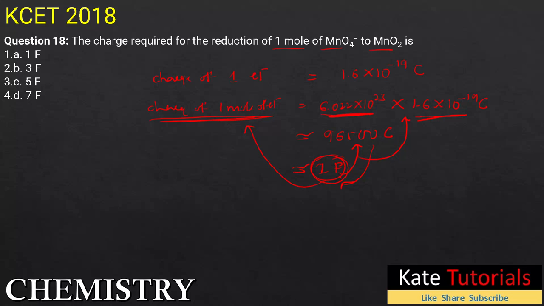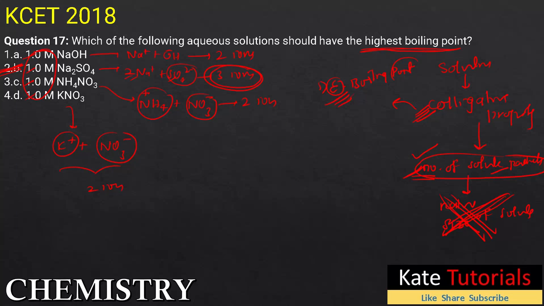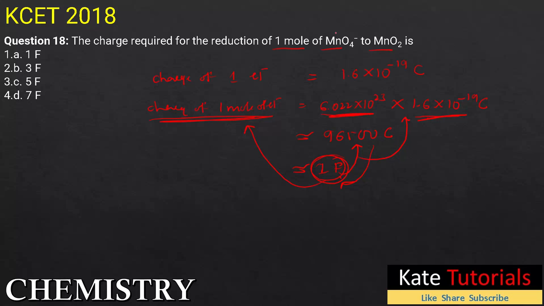So here what they are doing is reducing 1 mole of MnO4 to MnO2. What is the reaction? MnO4 minus has been reduced to MnO2, right? So here we can calculate the oxidation state of manganese.